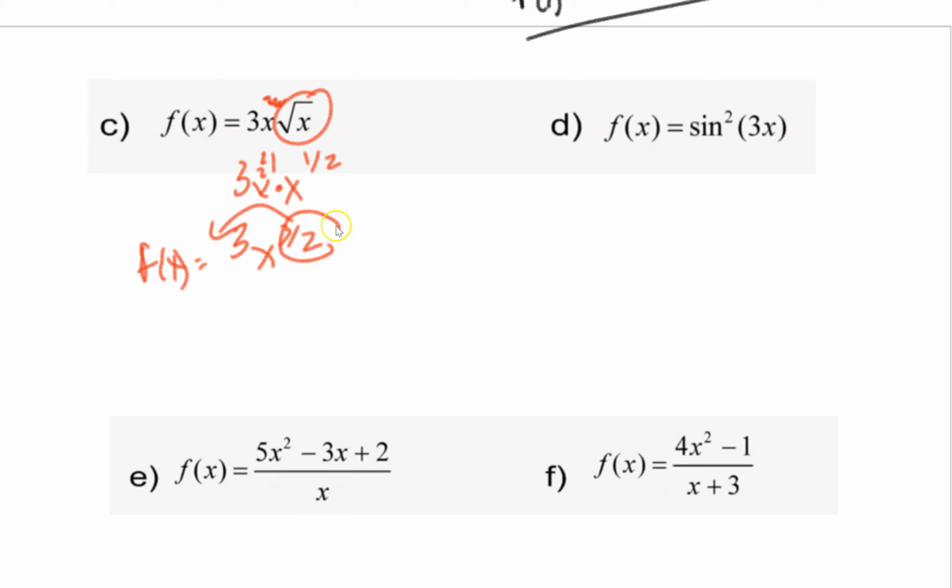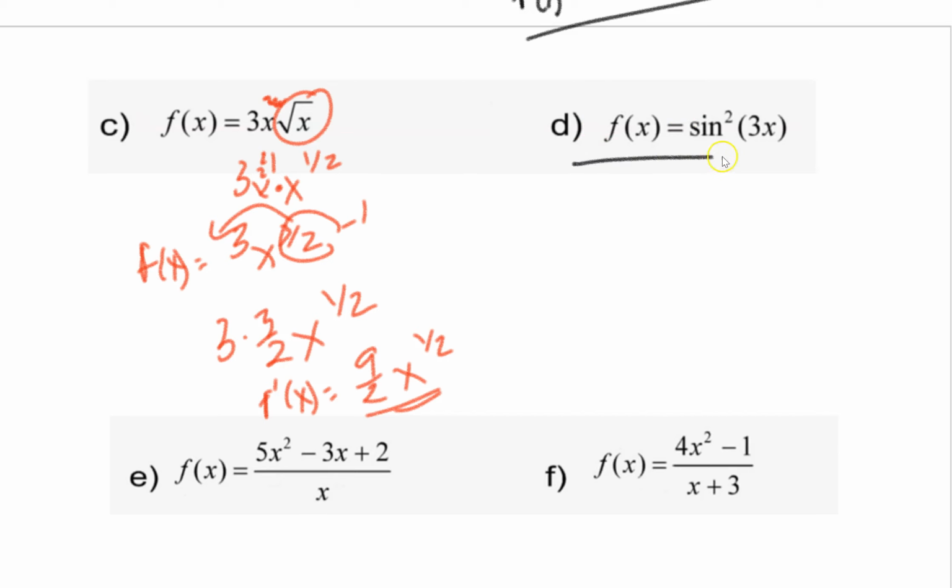Bring this down, subtract 1 off. I'm gonna get 3 times 3/2. 3/2 minus 1 is 1/2. And I get 9 over 2 x to the 1/2. Done.